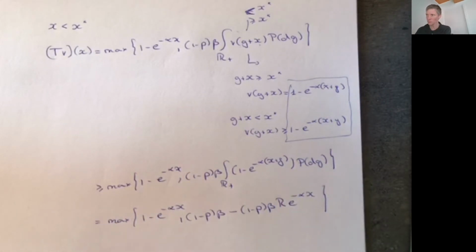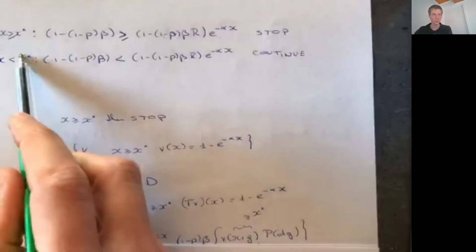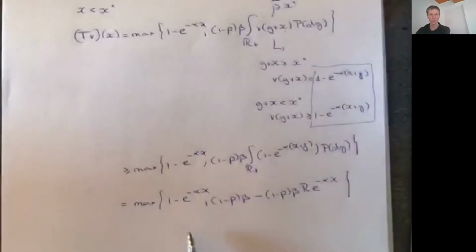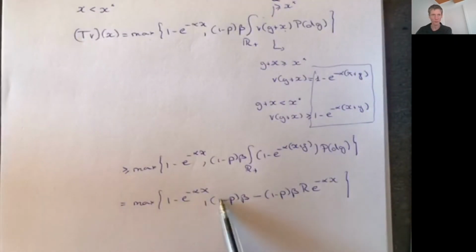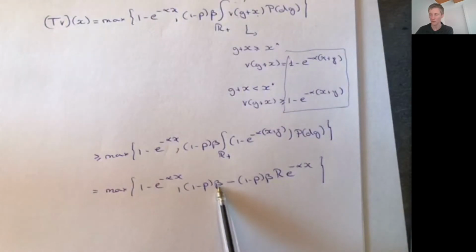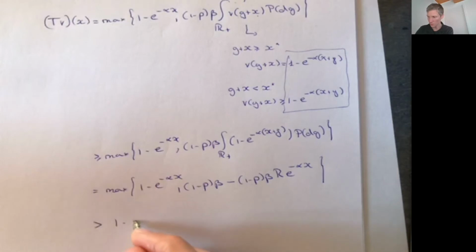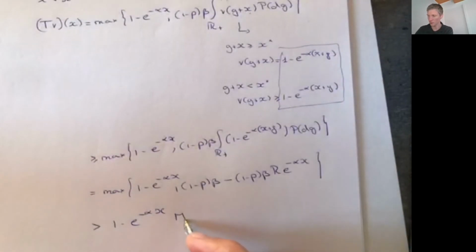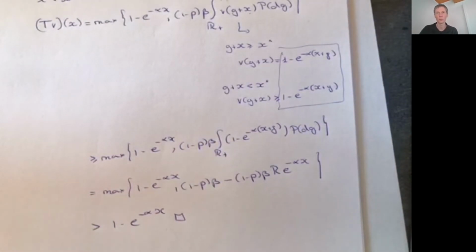Okay, and then because x is smaller than x star, I have this inequality, right? And this inequality appeared from comparing this with this. And if this inequality holds, then you can show that the second one is bigger, right? So this one is strictly bigger than this one, so the maximum here will be bigger than 1 minus e to the minus alpha x. And this is what we needed to show. Okay, so this finishes the proof.